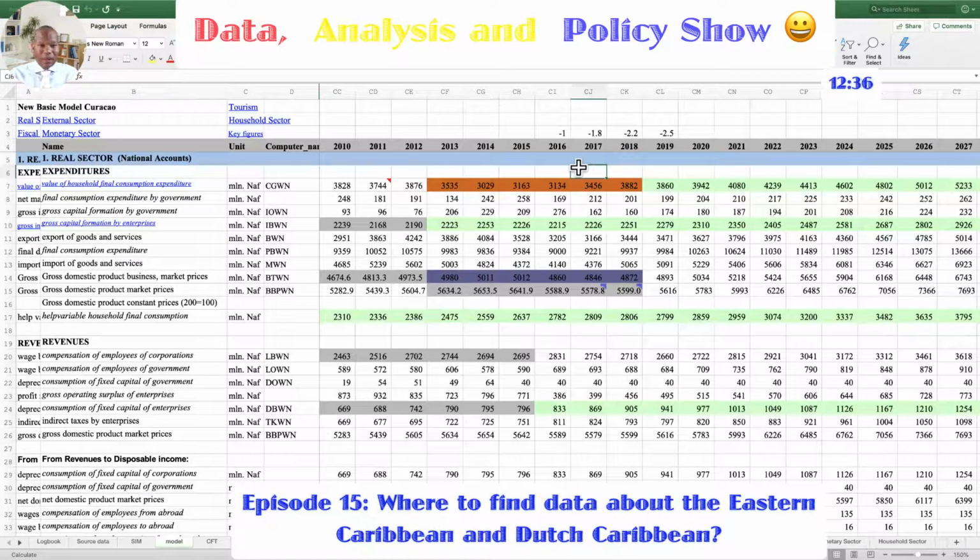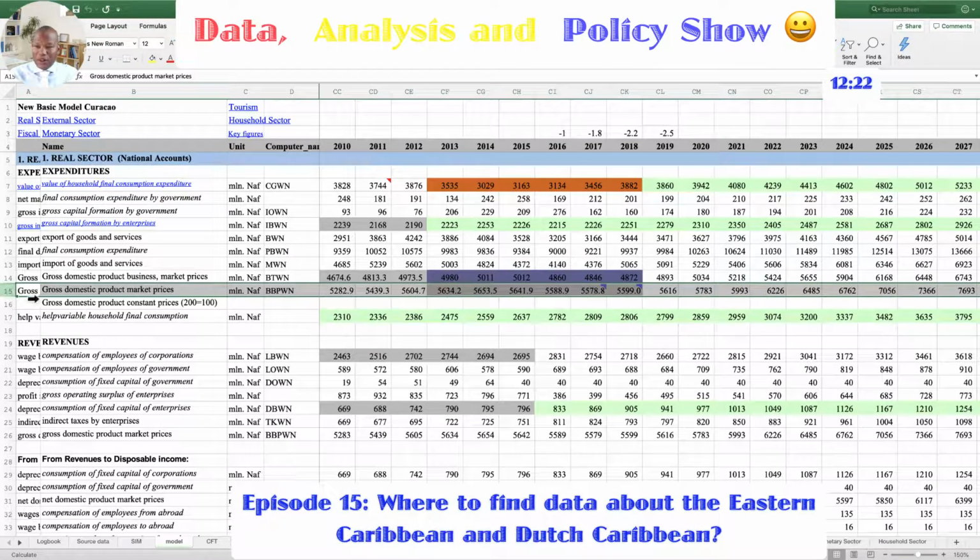So let me just ask you, how much is the economy in Curacao? As I told you, I'm not going to show you this to show off, but we're going to use this. So now you go to gross domestic product. This is the gross domestic product, indicator number 15.